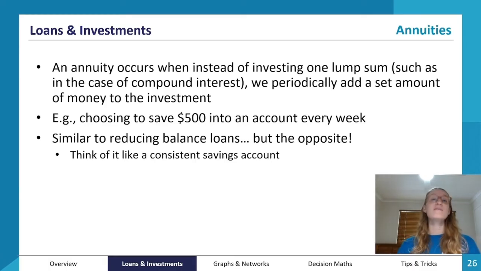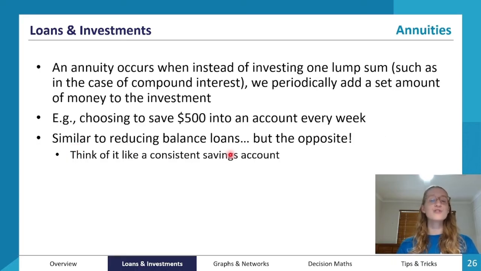So annuities: before we explore the formula, what are annuities? An annuity occurs when, instead of investing one lump sum, such as in the case of compound interest, we periodically add a set amount of money to an investment. In the questions we just looked at, a lot of them were someone invests $50,000 and then lets compound interest apply. That's more of a compound interest scenario. But in the case of annuities, we periodically add a set amount of money to an investment. For example, choosing to save $500 into an account every single week.